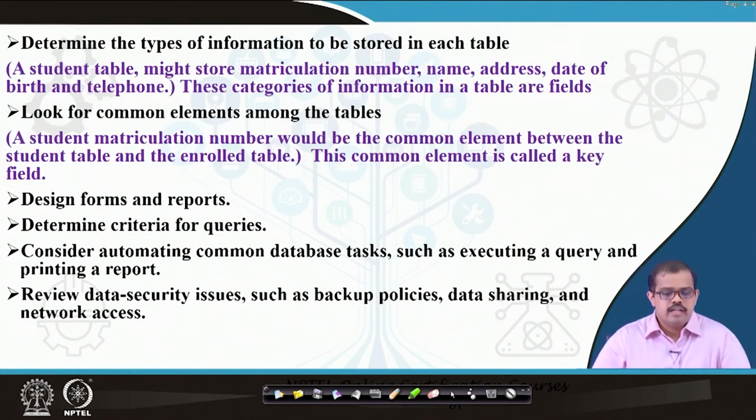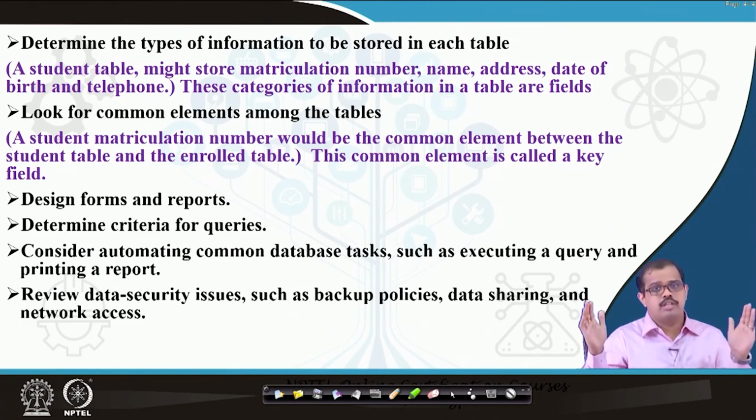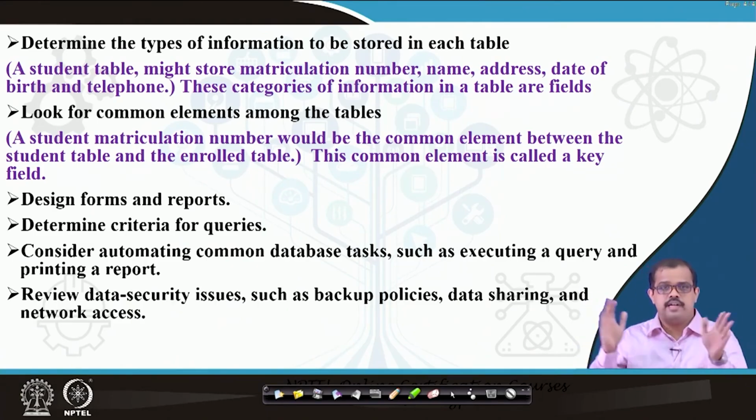Then when you are determining the types of information to be stored in each table, it may be like a student table, which may need the matriculation number, his or her address, date of birth, scoring information, telephone or contact number of the parents, etc. These categories of information in the tables are called fields, which means that every worksheet will have a huge number of fields when you have data.